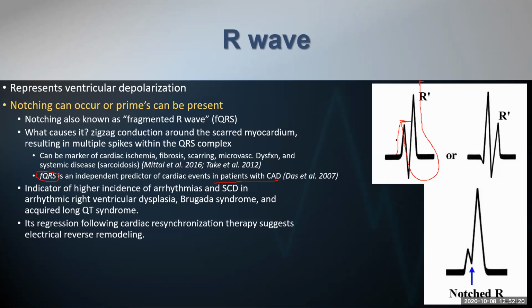You can even see it with Brugadas, which we'll talk about later under the ST segment section. Interestingly, you can also see some regression or reversal of this fragmentation after patients go through cardiac resynchronization therapy. That suggests there's some electrical reverse remodeling happening, in that you're able to stimulate the ventricles in a synchronized manner, which then allows that fragmentation to disappear.